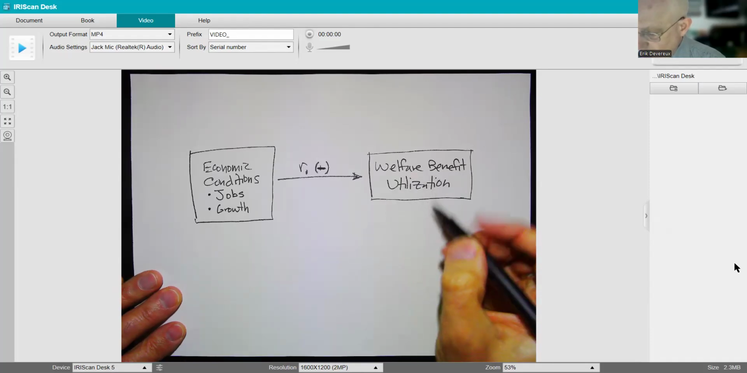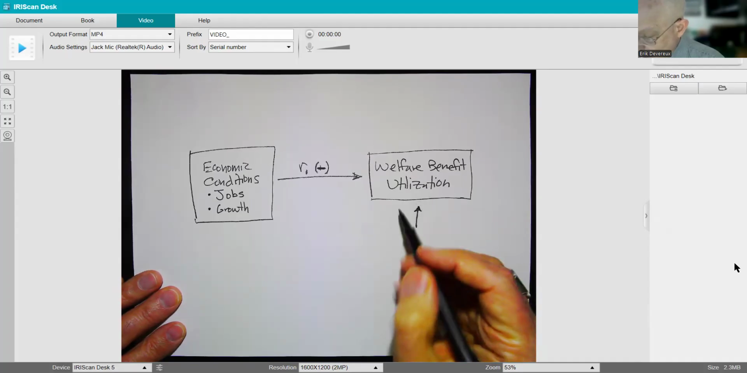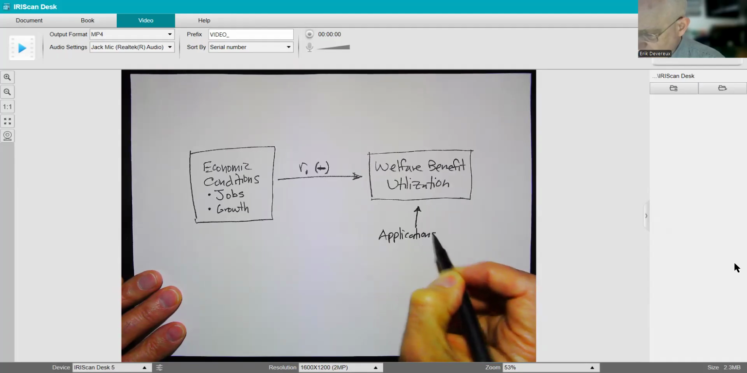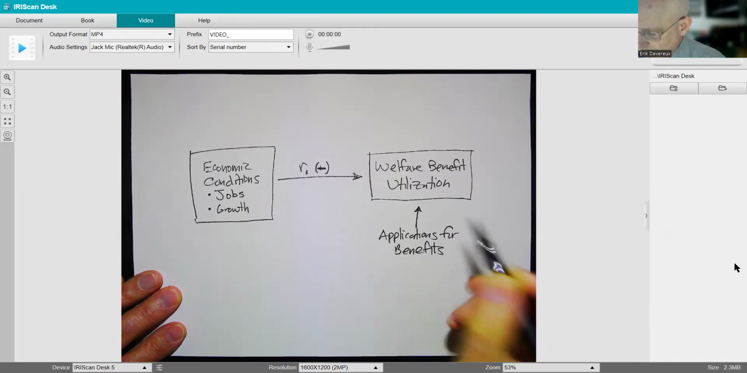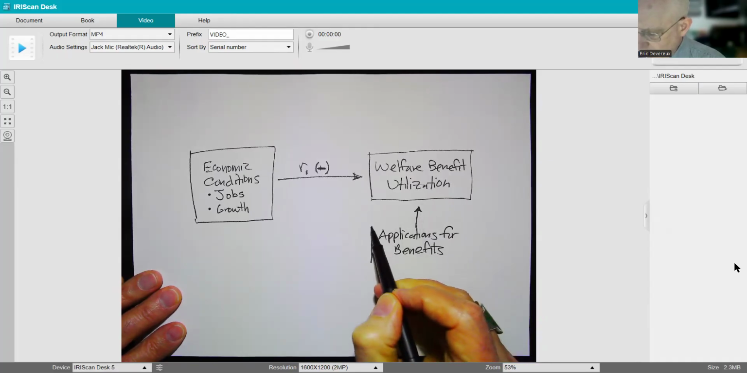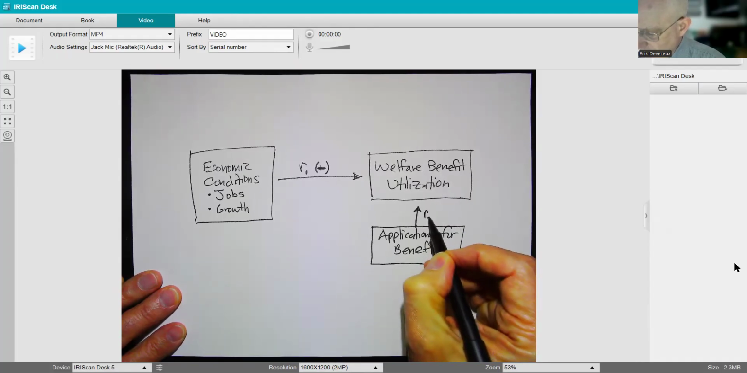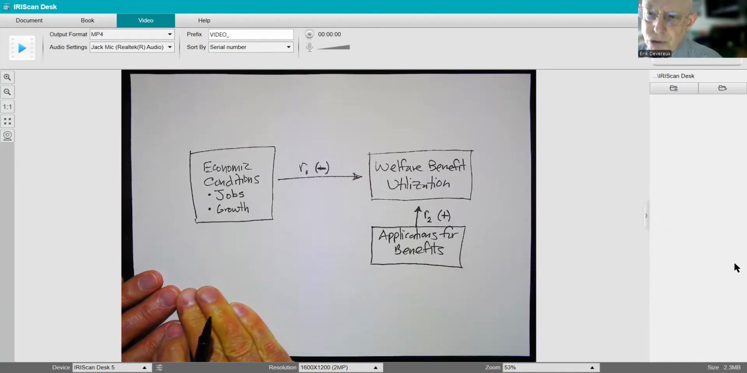So first off, for people to utilize benefits, we can actually count applications for benefits. We can actually count these. What's going on with our applications for benefits? And we know the following. We know that there's another rate, it's positive, that says as the number of people applying for benefits goes up, the number of households receiving benefits should go up. Okay? But what affects applications for benefits?